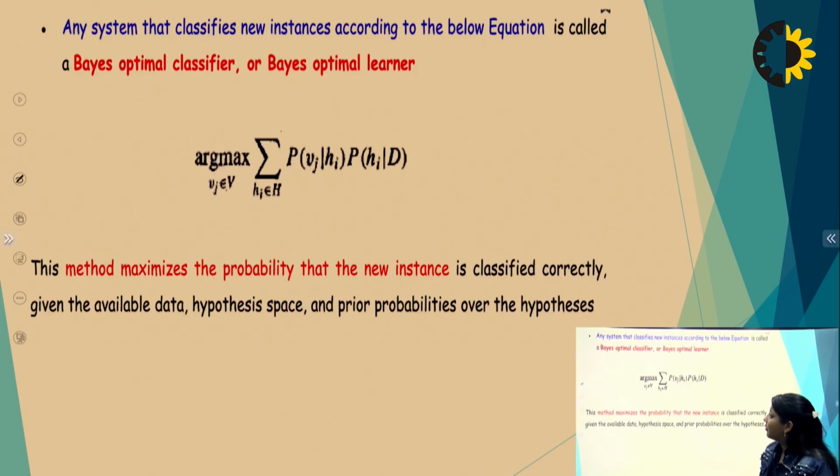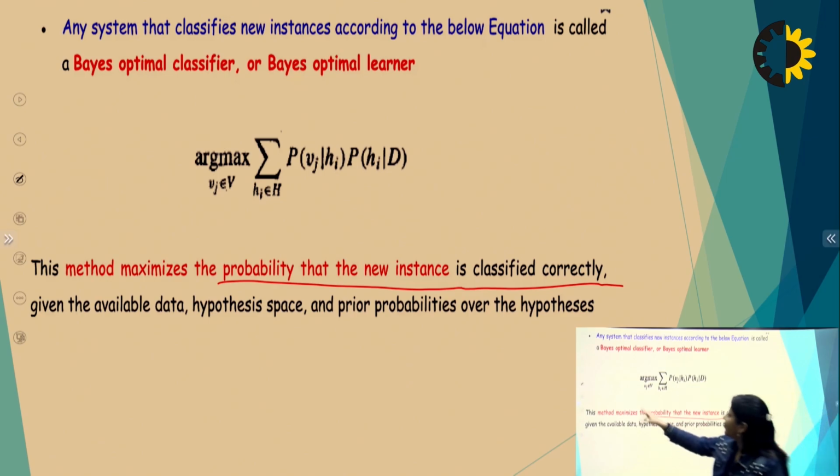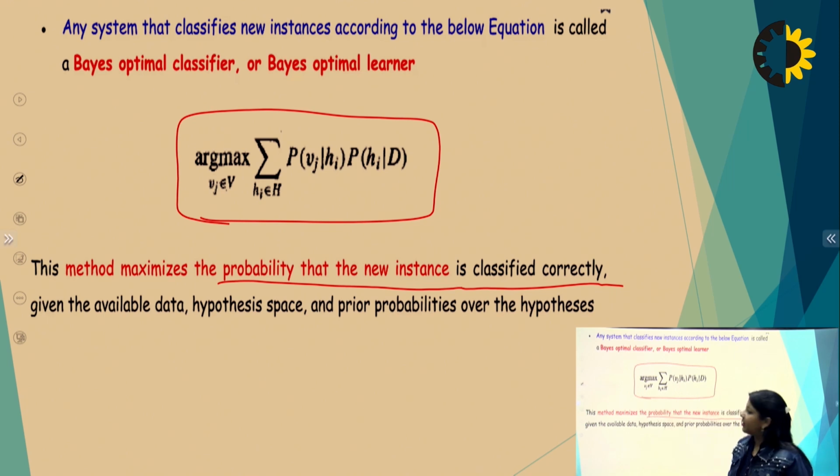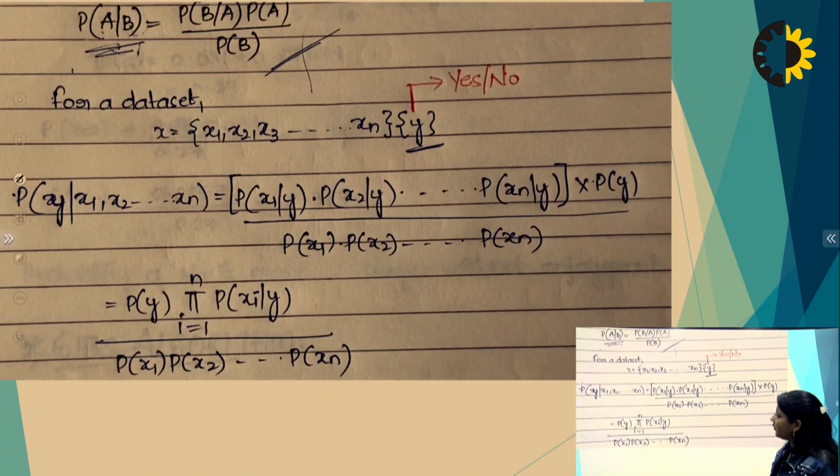So we have calculated this. This is the one that maximizes the probability that a new instance is classified correctly. So this is called a Bayes optimal classifier. Bayes optimal classifier.